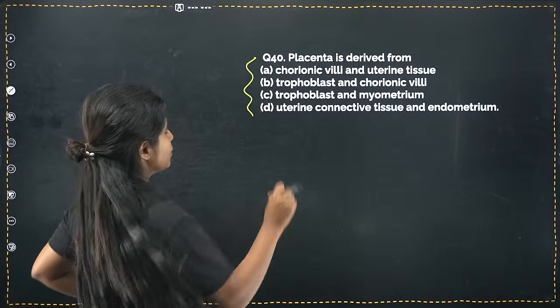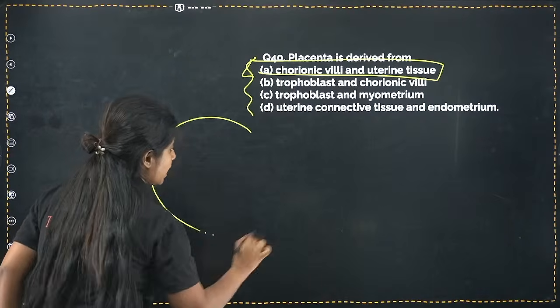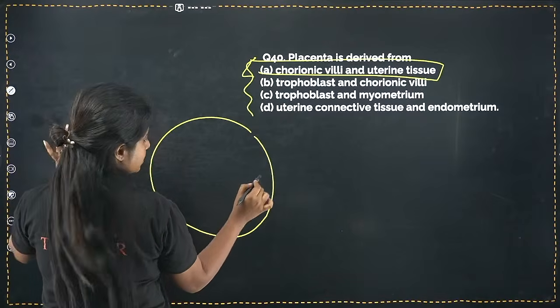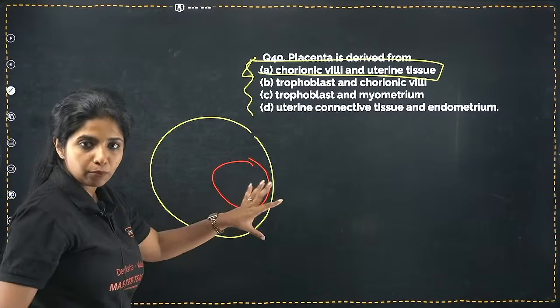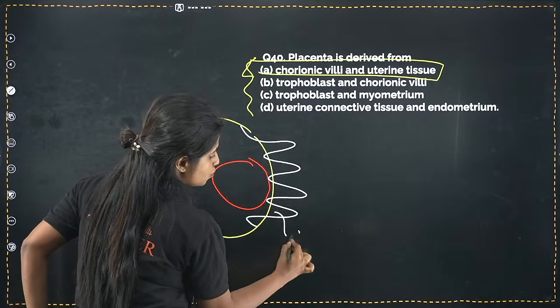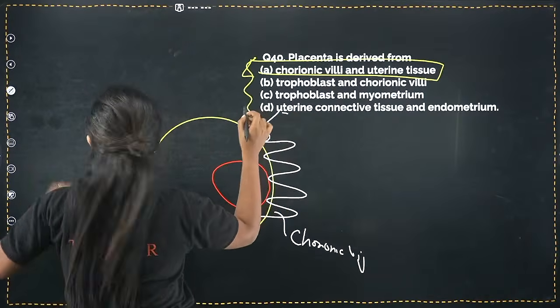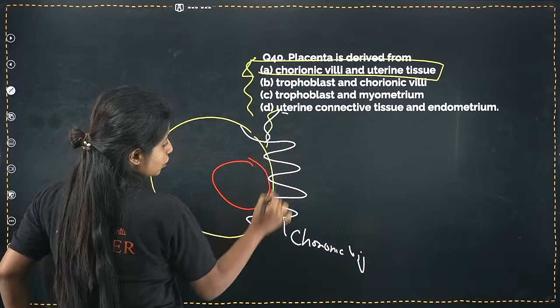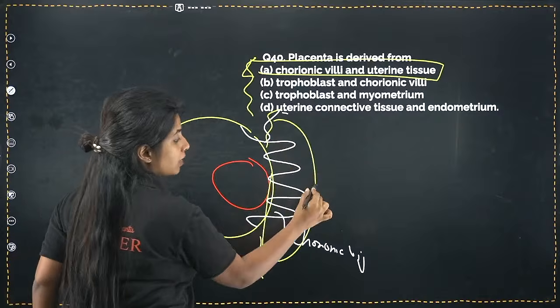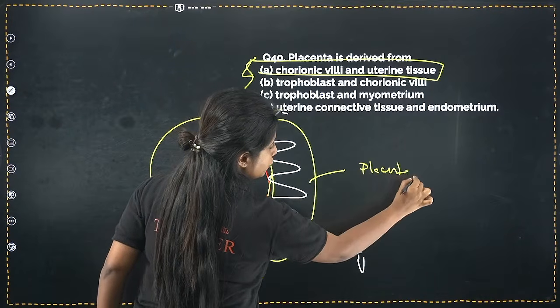A is what? Chorionic villi and uterine tissue. Exactly. I told you there is the trophoblast layer and there is what? The inner cell mass. The inner cell mass is going to form the embryo, but the trophoblast forms finger-like projections over here, which are known as chorionic villi. Now the uterine tissue attaches to our endometrium, right? So basically the uterine tissue and the chorionic villi together will later form what? Later forming the placenta.